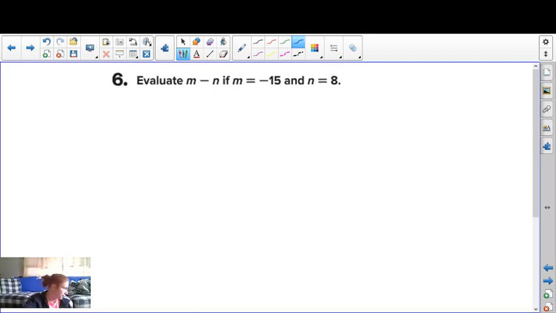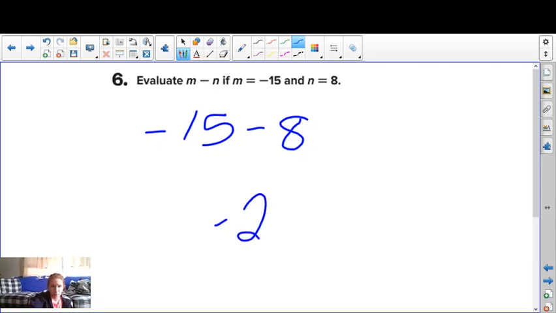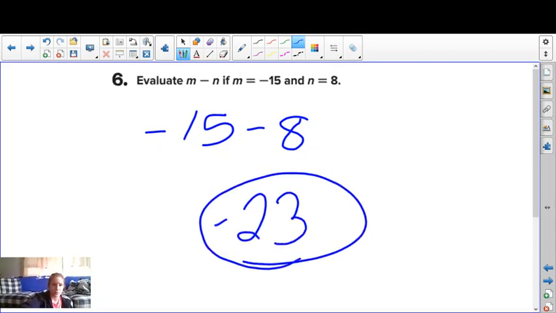Evaluate again, m minus n, so -15 minus 8. Oh, 15 and 8 give me 23, so -23.